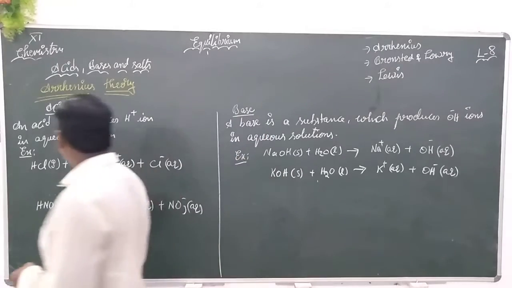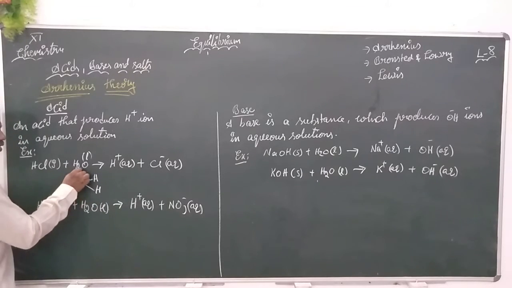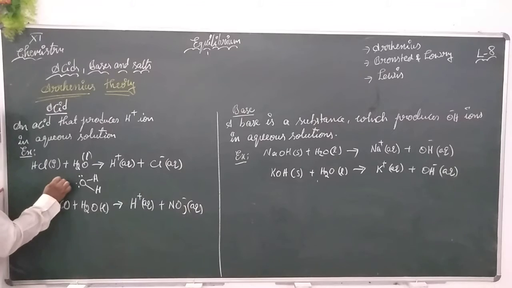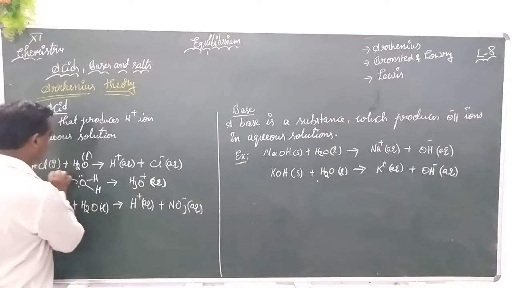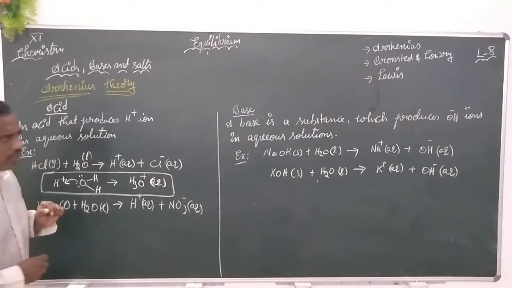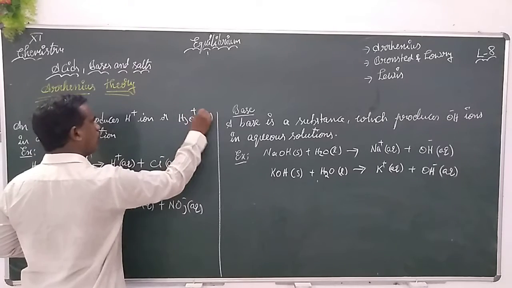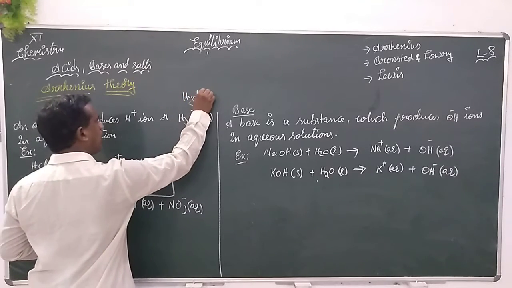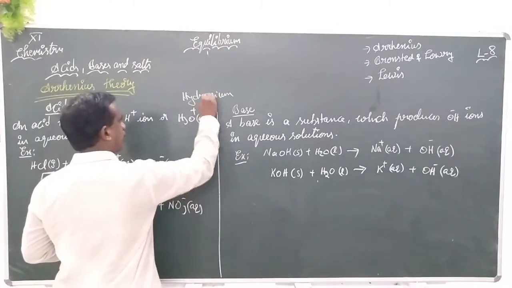Means what? Generally this H2O is there, right? The H2O we write in this way, and it has two lone pairs of electrons. The H+ that is generated will receive electrons from the water molecule and form H3O+ aqueous. So it may be noted that acids are the substances that produce H+ ions, or we can write, they produce the hydronium ion. What do they produce? The hydronium ion. H3O+ is called the hydronium ion.